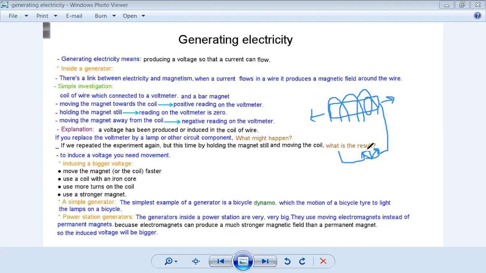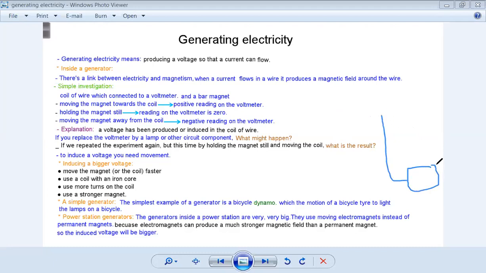We need to move the magnet, okay? If we have this magnet, the same one, for example, let me draw it bigger. This is, for example, the voltmeter. Here we have the coil, the wire. If we moved it just forward and backward, we will get this reading with positive, okay? And here with negative. And here we have 0.